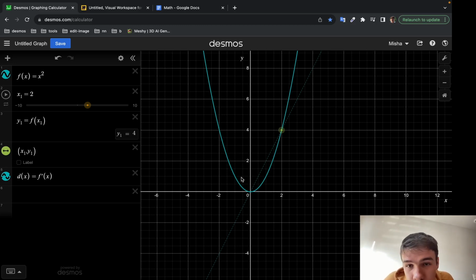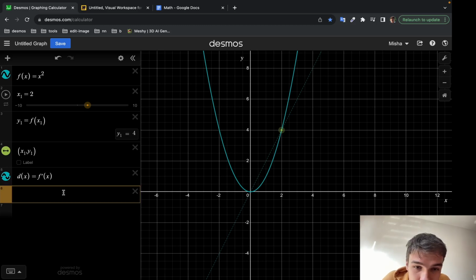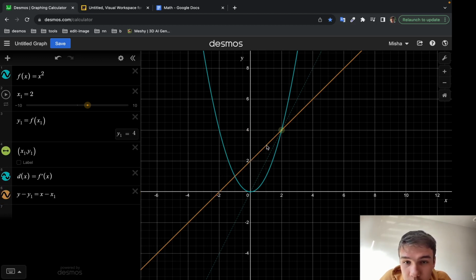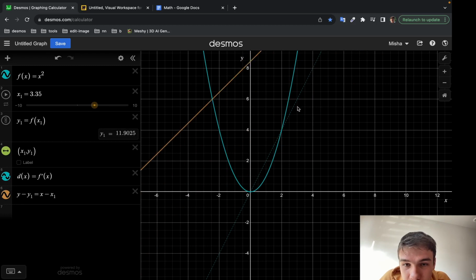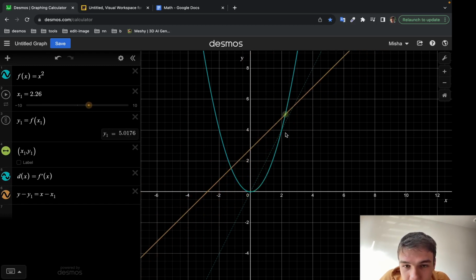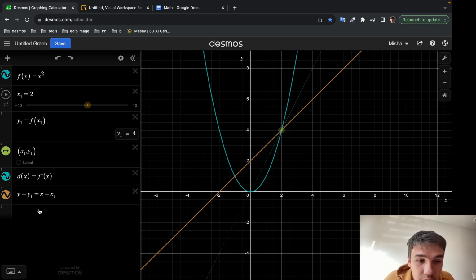So to make the line through this point, we're going to use this formula, which we've explored already in previous tutorials. So y minus y1, where y1 is here, is equal to x minus x1. As you can see, we got the line to this point, and wherever I put this point on this parabola, the line is going to depend on this point. Okay. So now the question is, first, how can I make a slope?